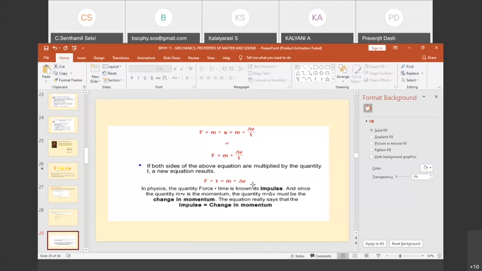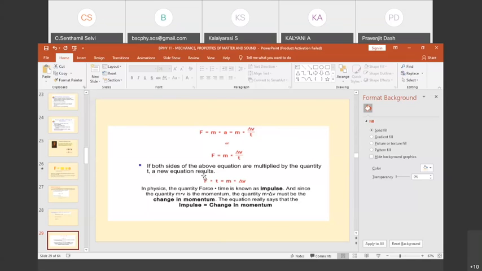So that is the quantity of force and time. F is force, t is the time, and F into t is known as the impulse. What is impulse? Force into time. That is the quantity of force and the time, known as the impulse, on the left hand side.